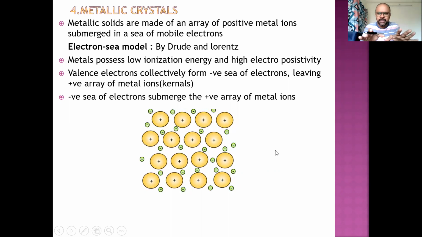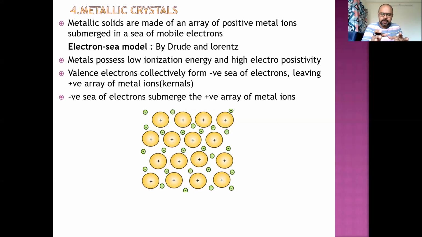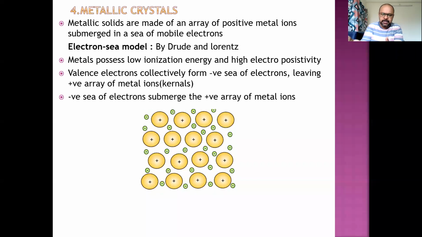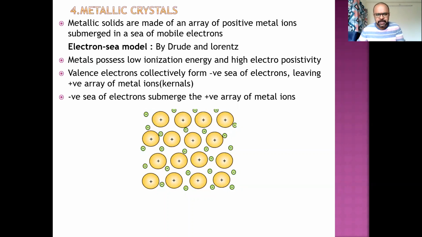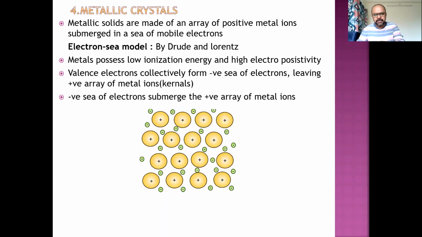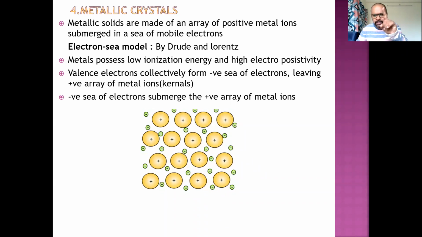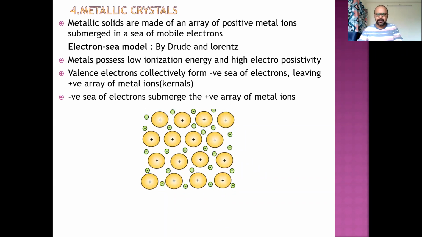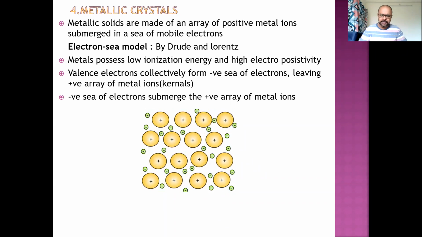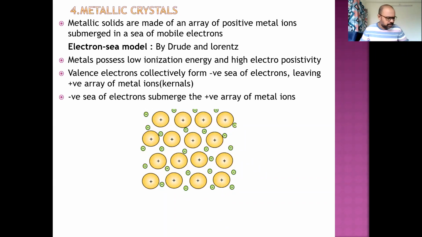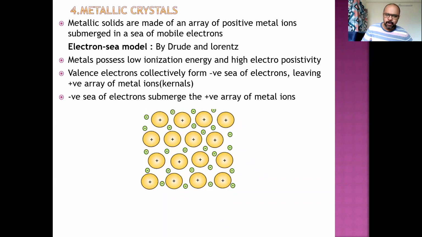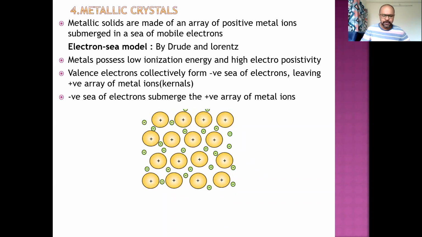The negative sea of electrons would contain more electrons in the case of D block elements, and fewer electrons in the case of S block elements. What could be the reason? In S block elements, valence electrons are very few. It is ns1, ns2. Whereas in D block elements, valence electrons means ns electrons and also (n-1)d electrons. Both can be lost in the case of D block. That's why the negative sea of electrons will contain more electron density in D block elements, whereas less electron density in S block elements.